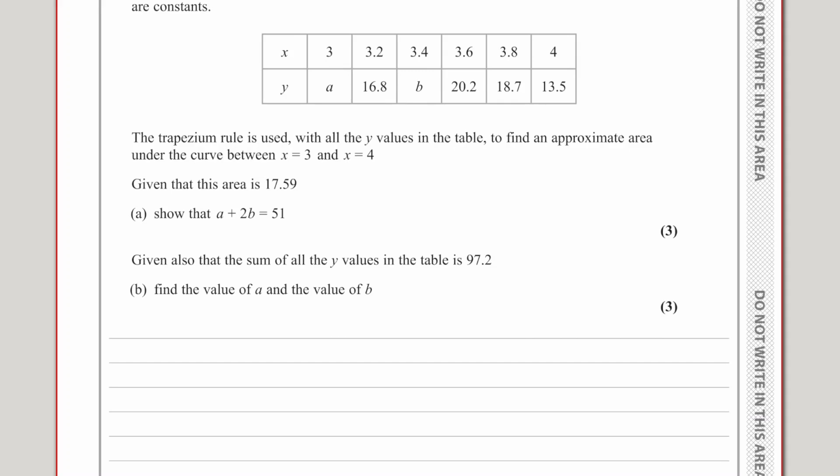I use a slightly different version of the trapezium rule. So we have a gap here, which is 0.2. It's going up by 0.2 every time. So 0.2 times, and I'm going to halve the first and the last. So a over 2 plus 16.8 plus b plus 20.2 plus 18.7 plus 13.5 over 2. So 0.2, the gap between them, times all of them added together with the first and the last halved.